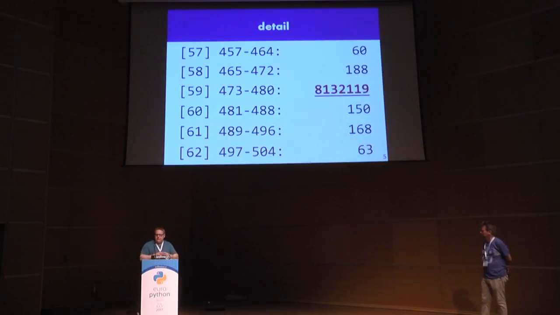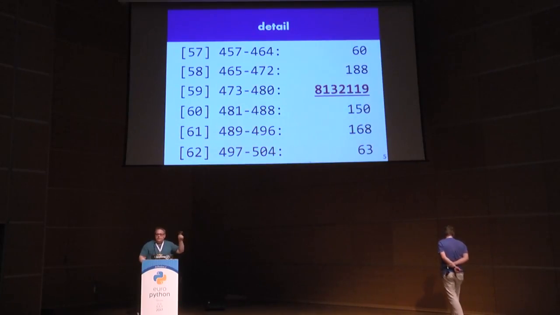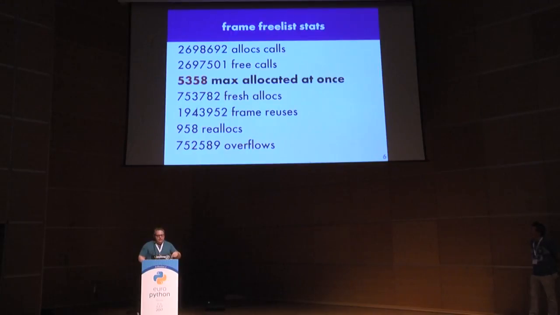A frame object represents a function call in a running Python process. And my Fibonacci benchmark is, of course, doing loads and loads and loads of function calls. So I had to figure out why we were allocating all these function call objects. So I added some statistics to that. And that showed me that we were allocating 5,000 of them simultaneously.